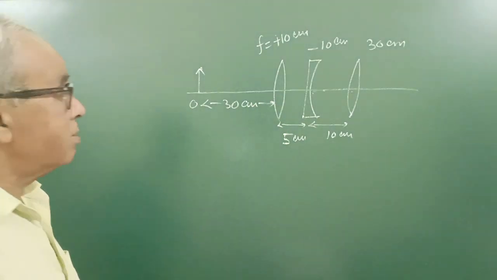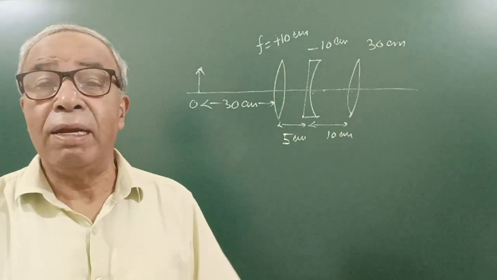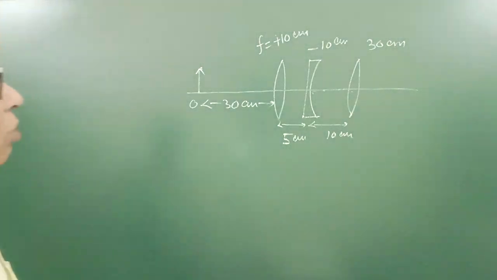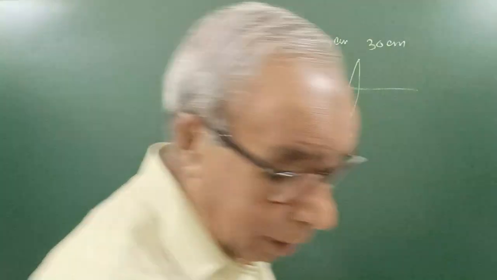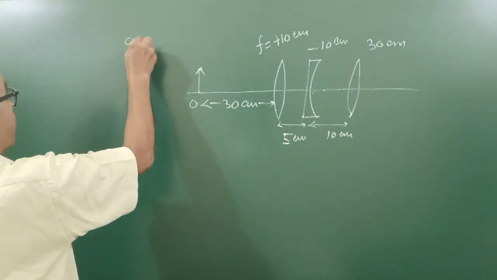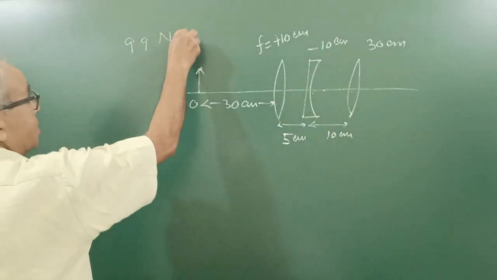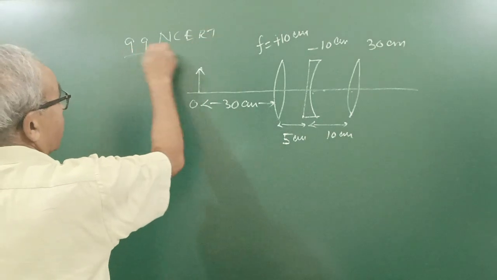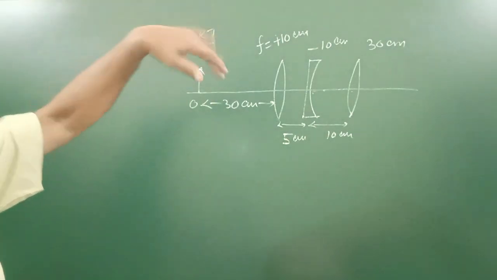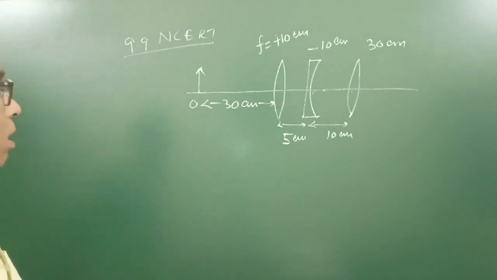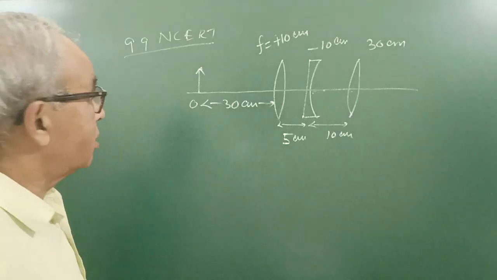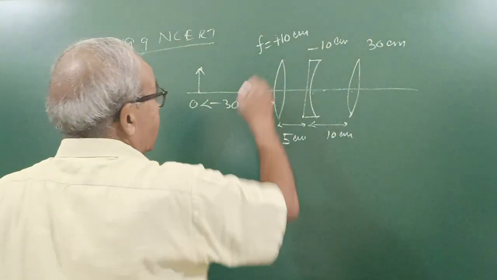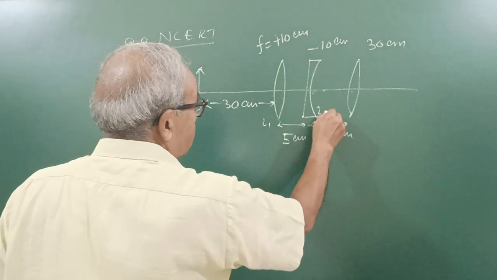So you are asked here, where will be the final image? This is a solved example of the NCERT book, 9.9. Before doing the question, you must revise the sign convention, lens equation, etc. So for the lenses, suppose it is L1, this is L2, L3.